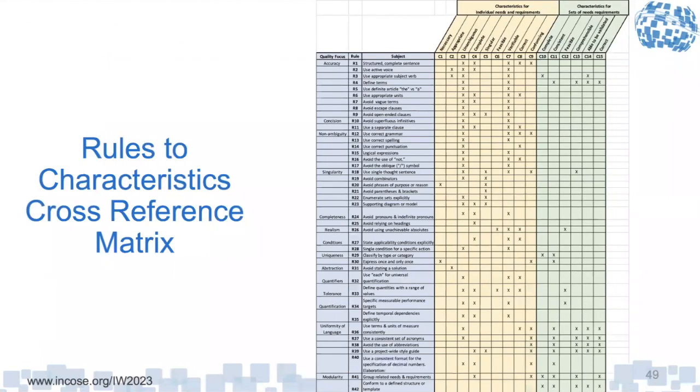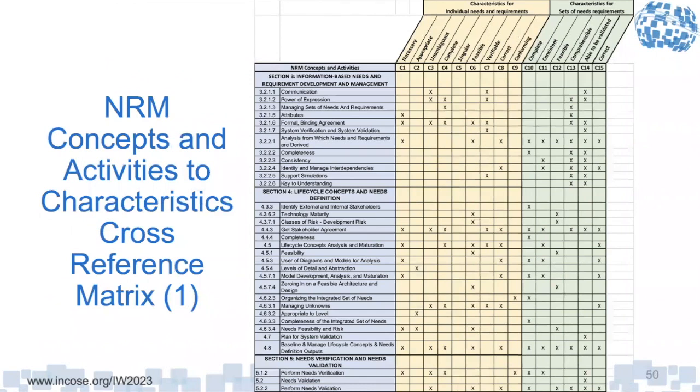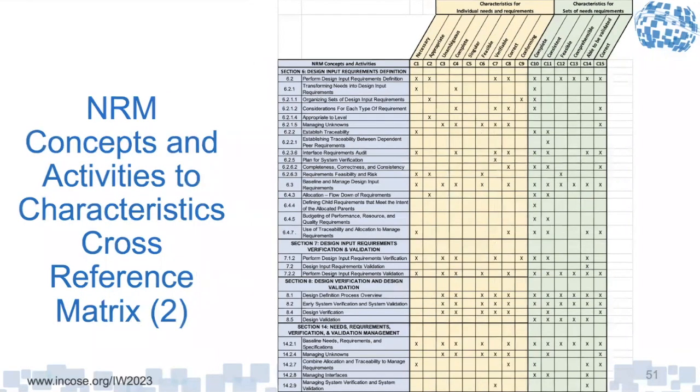And then we have a matrix that maps all the rules to the characteristics. And then we map all the concepts and activities from the needs and requirements manual to the different characteristics as well. There's 2 pages of that.